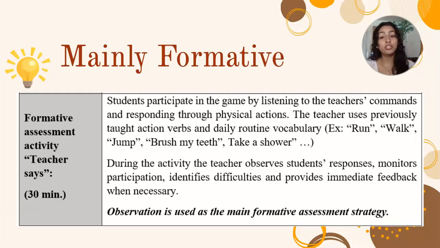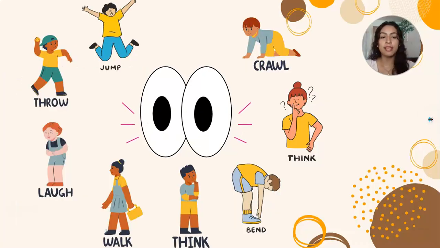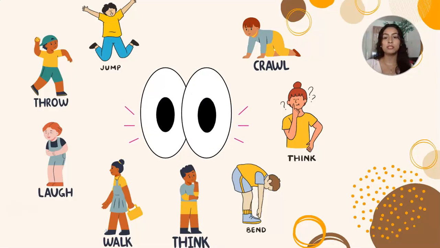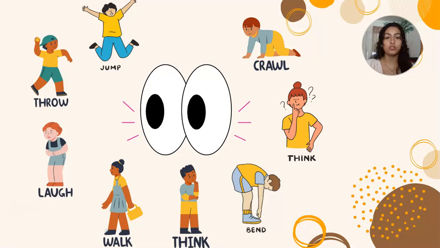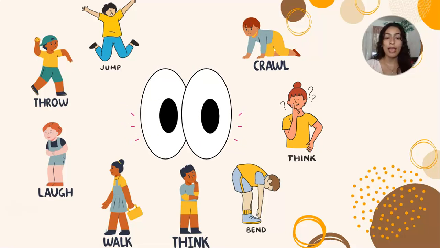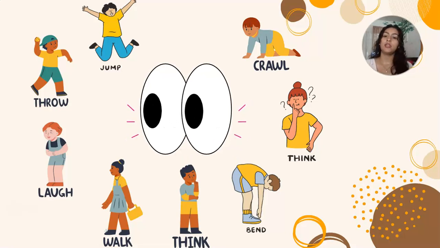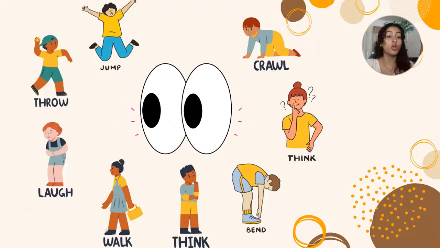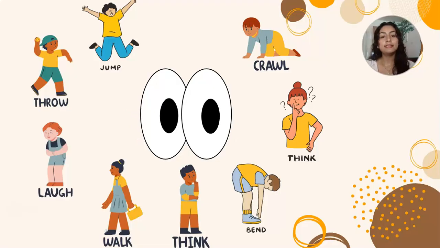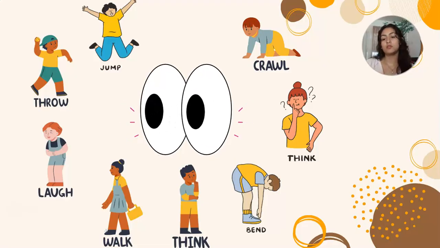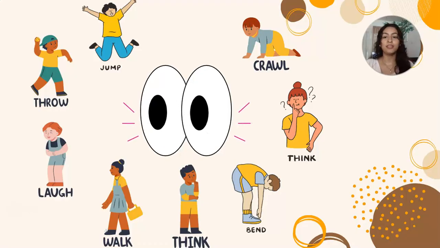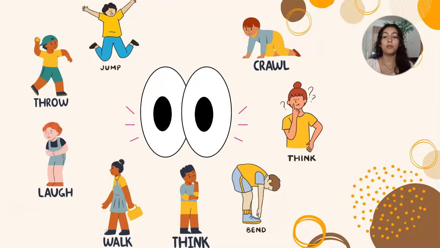The teacher also provides immediate feedback. For example, if a student performs the wrong action, the teacher can offer guidance, clarification and encouragement. This type of feedback helps students improve their English while maintaining a positive learning environment that is calm and fun.